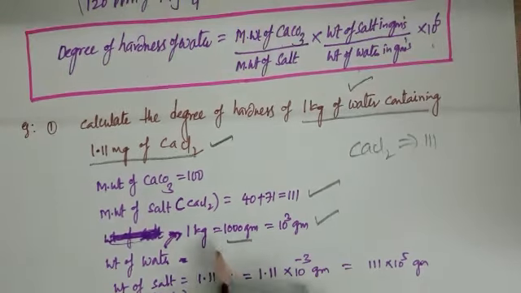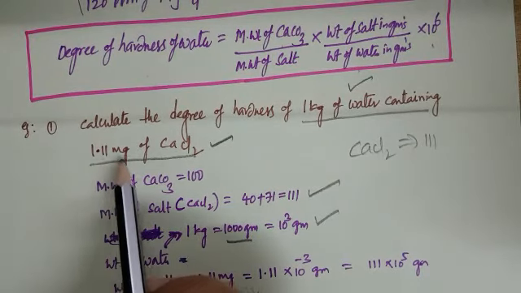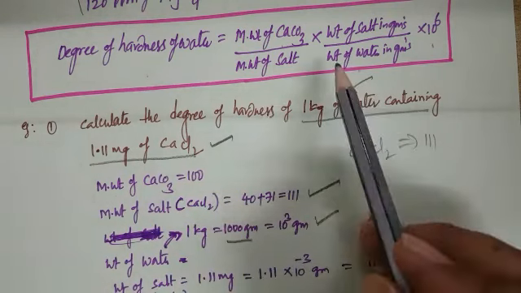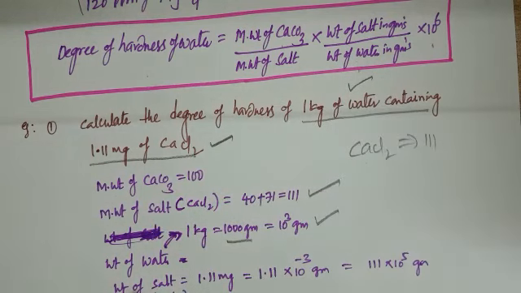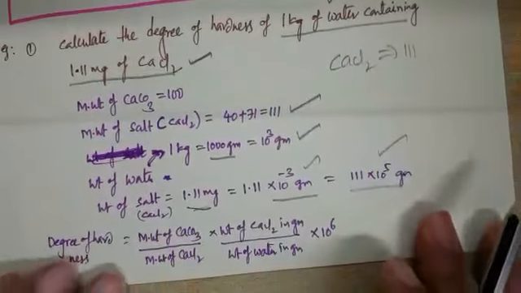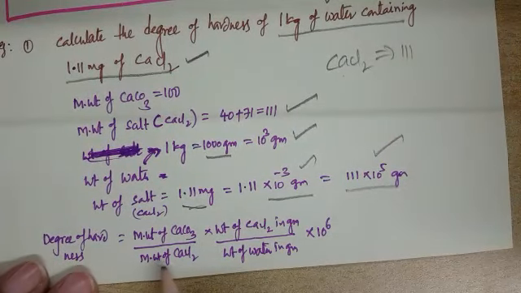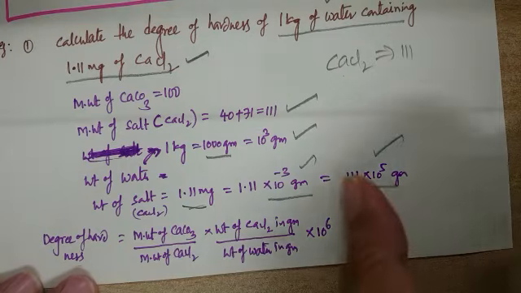Next, what weight of salt is given? 1.11 milligrams is given, but in the formula it is in grams, so we have to convert into grams. It is given in milligrams. 1.11 milligrams is equal to 1.11 into 10 to the power of minus 3 grams, and you can write 111 into 10 to the power of minus 5 grams for convenience. You can substitute all these values, you will get the answer.